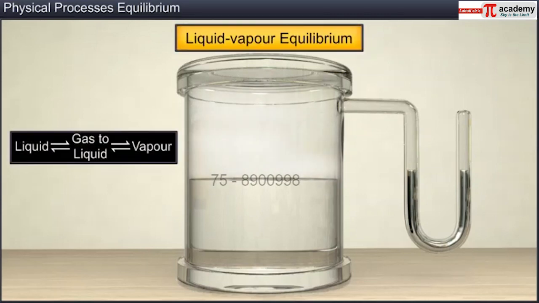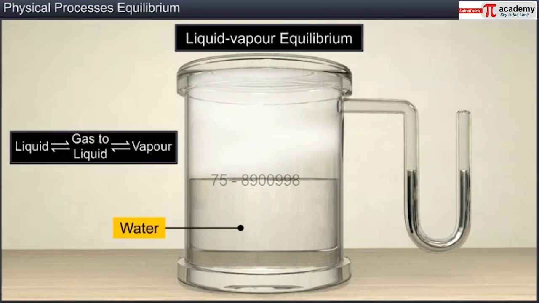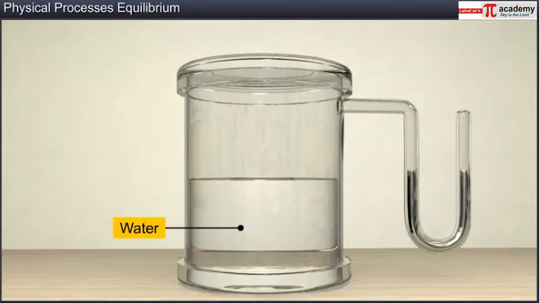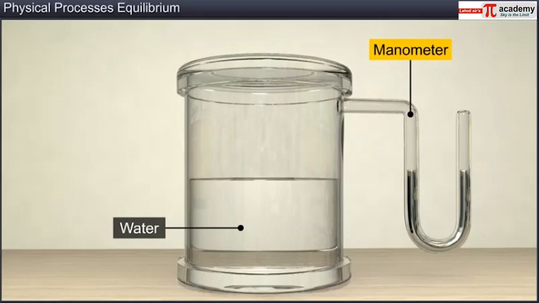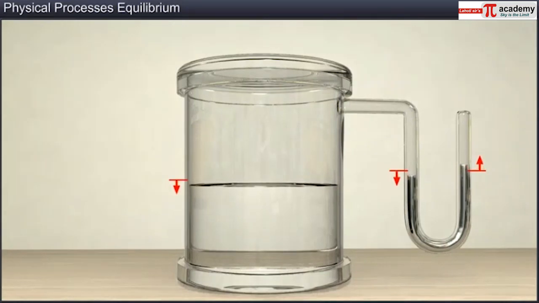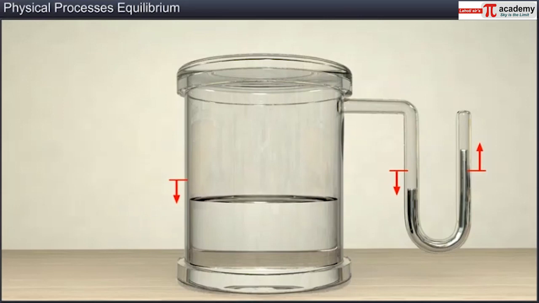Let's now look at liquid-vapor equilibrium. Water in equilibrium with vapor in a closed vessel serves as a classic example of liquid-vapor equilibrium. Let's understand this through a simple experiment. A small amount of water is taken in a closed vessel to which a manometer is attached and left undisturbed for some time. After some time, you can see the slow increase of the mercury level in the manometer and the final attainment of a constant value.